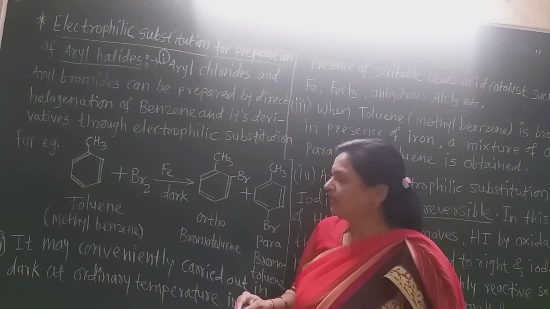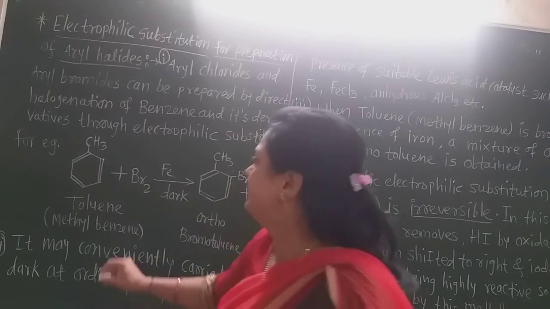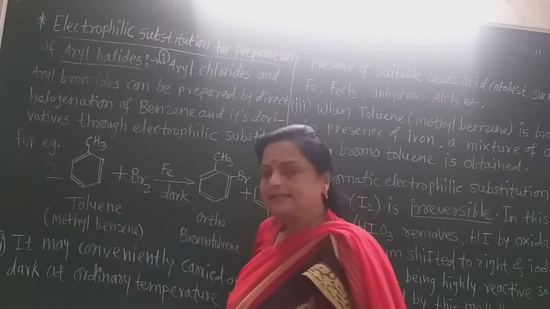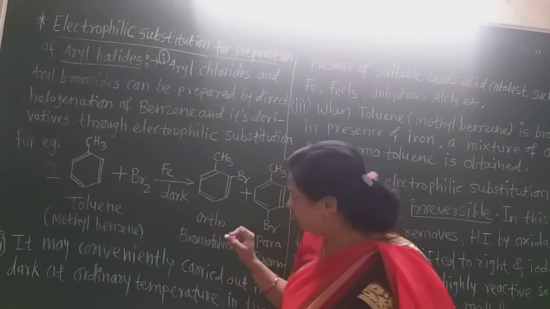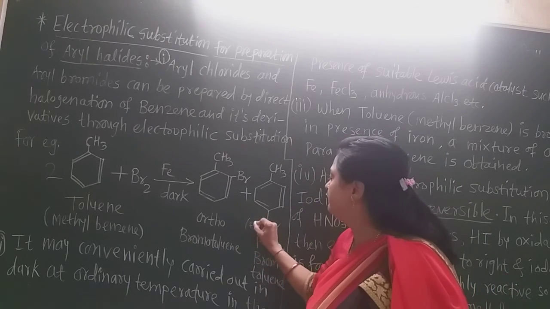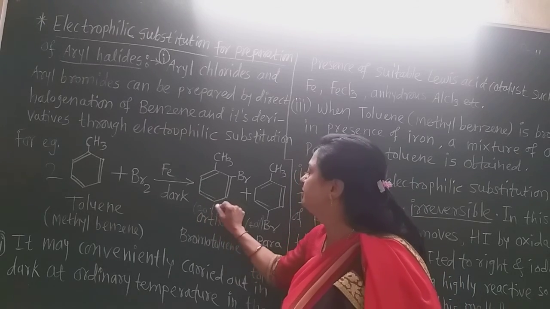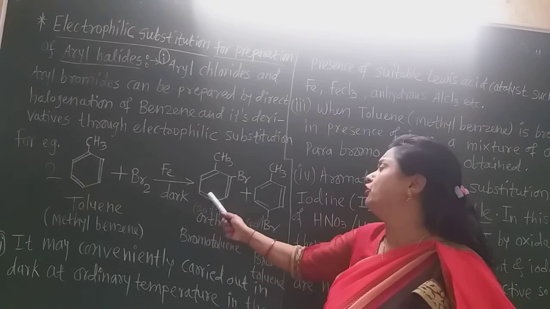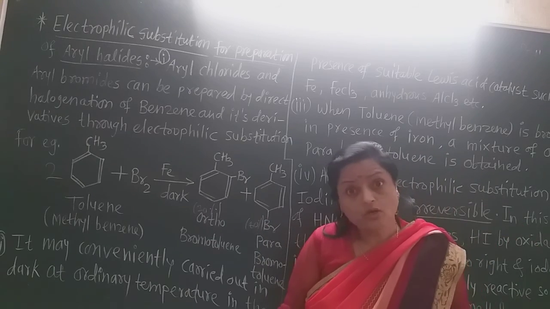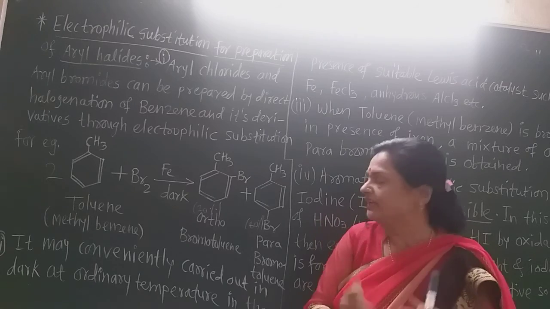Now see here, this can be balanced in this way also. If we take 2 here, then this is the major product, that is para bromotoluene, suppose the 80% product, and this is the ortho, the 20% product. Why is this minor and this major? What is the reason? That is steric hindrance, that is crowding.